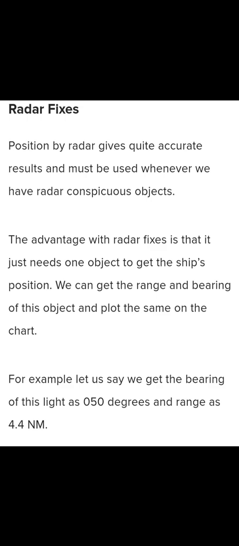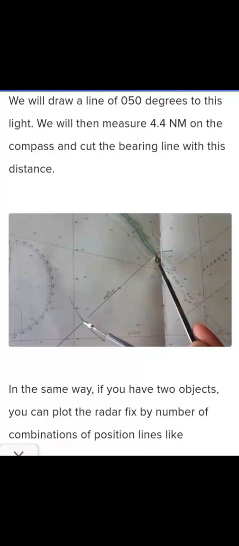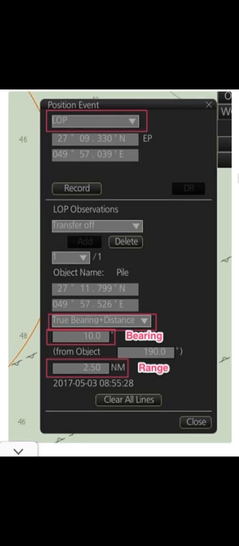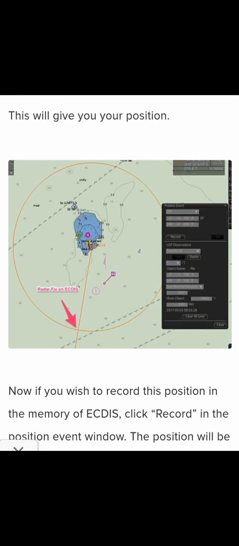Radar fixes. Position by radar is quite accurate and must be used whenever we have a radar conspicuous object. For example, let us say we get the bearing of this light as 050 degrees and range of 4.4 nautical miles. So, look at the illustration. This will give your position.